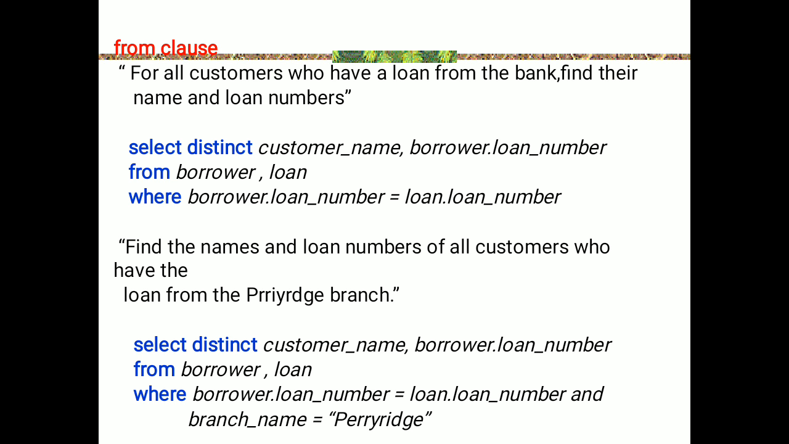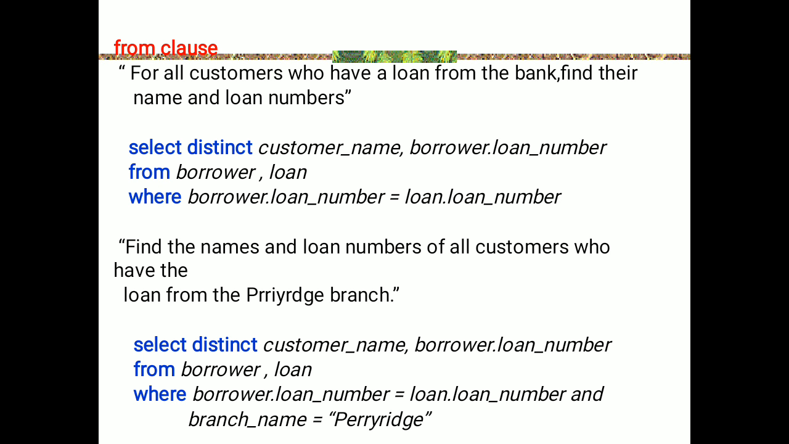What is our aim? We have to find all the customers who have a loan from the bank, then their names and their loan numbers. So in this query we are going to use two tables, customer and borrower. So customer name comma borrower dot loan number from borrower comma loan. Instead of using only a single table, you can use multiple tables in the from clause. Whatever fields are used, and are available in those particular tables, have to be used here.